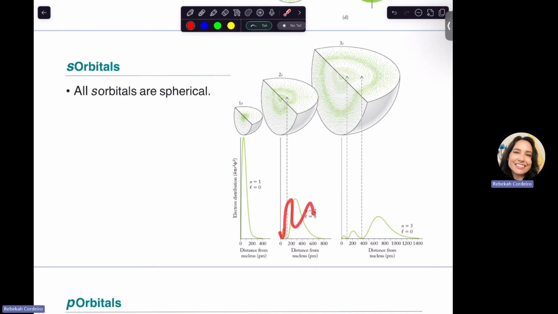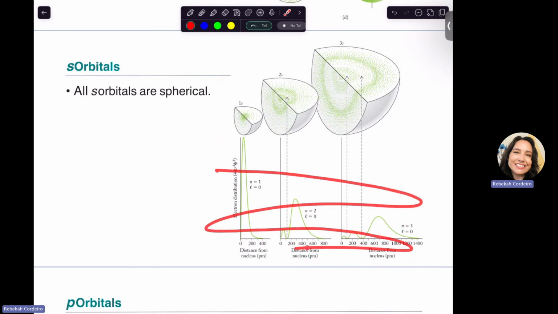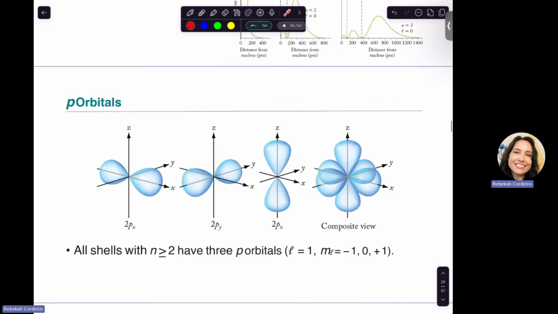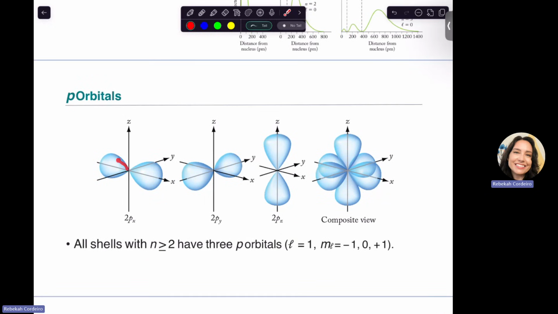The distribution of electrons is showing that we have specific locations, but it's not exactly just a straight line. It's not that all electrons are exactly this far away from the nucleus, because they go in waves, they have a range. Again, don't need to worry about these graphs. You just need to know s is a sphere. P orbitals are these dumbbell shapes.